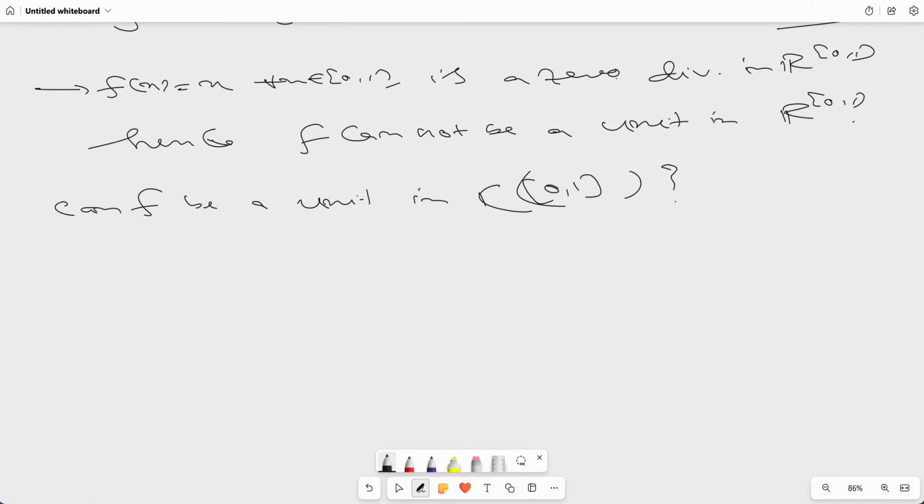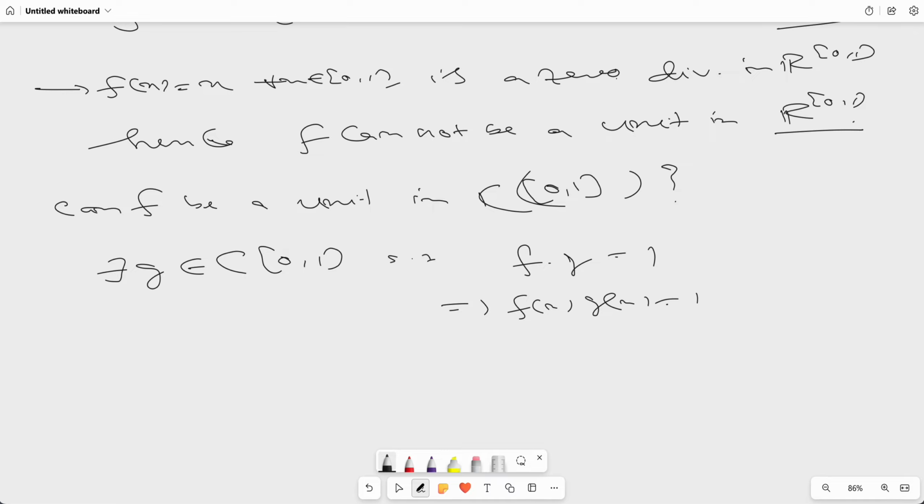So f is not a unit in R[0,1], so can it be a unit in C[0,1]? Suppose there exists a g inside C[0,1] such that f·g is 1. This implies that f(x)·g(x) equals 1. This implies that f(x) is x, g(x), this is 1.